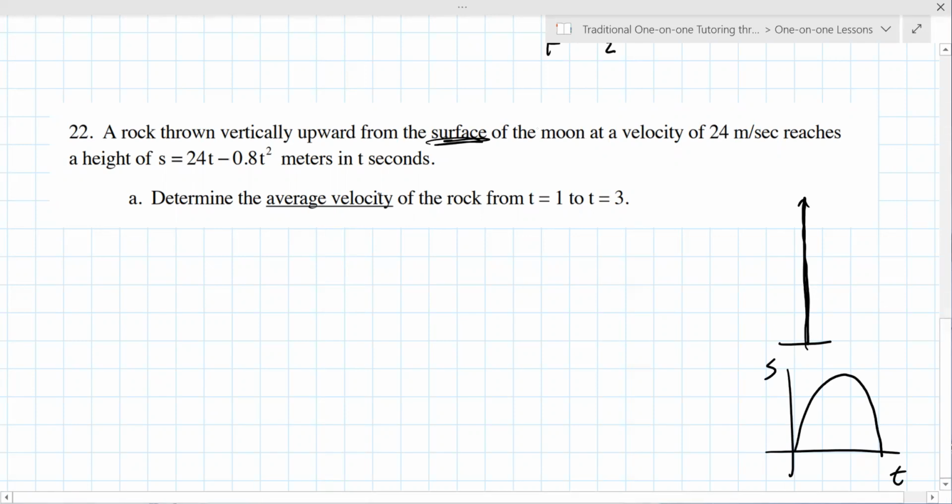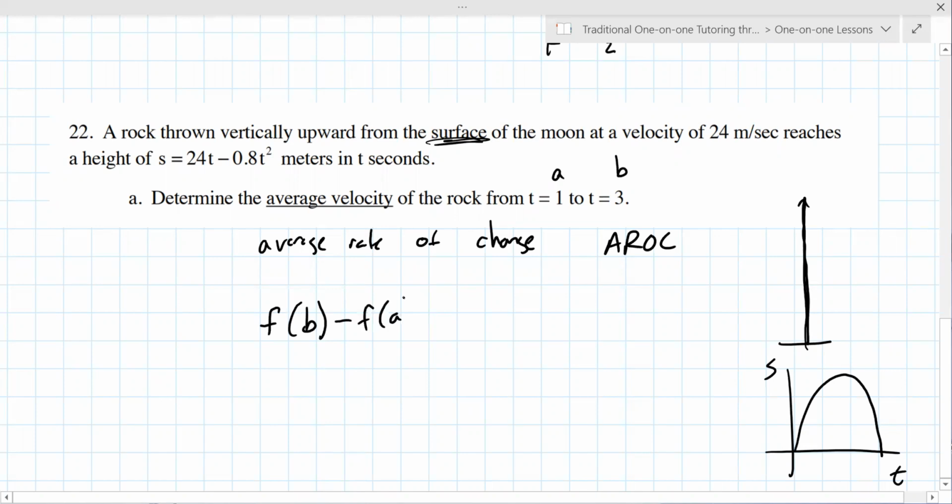Okay. They want the average velocity. So you haven't done this in a while, but this is average rate of change, or AROC. And this is A and this is B. So your AROC is f of B minus f of A over B minus A. And I think it's kind of them to underline average velocity and give you the helpful formula. So you're going to put this value of 3 into the equation for t, and this value of A into the equation for t, and then that gives you those two values there. And then on the bottom, it's 3 minus 1.